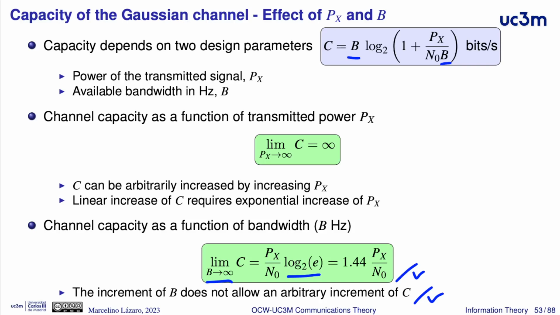We can increase arbitrarily the channel capacity by increasing the power, with the remark that only a linear increase is obtained with an exponential increase of the power, taking into account that we have here the power inside of the logarithm, but with the bandwidth, to increase the bandwidth will not increase the channel capacity arbitrarily.